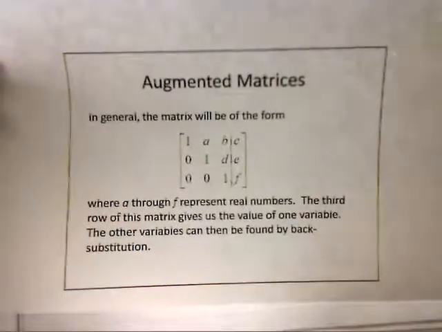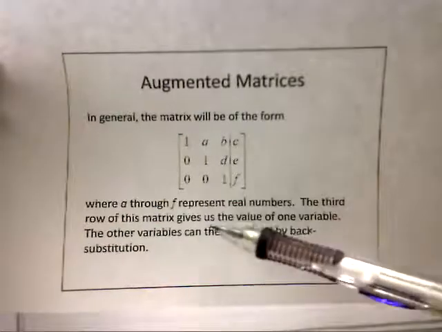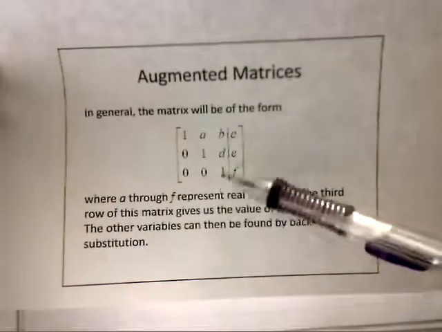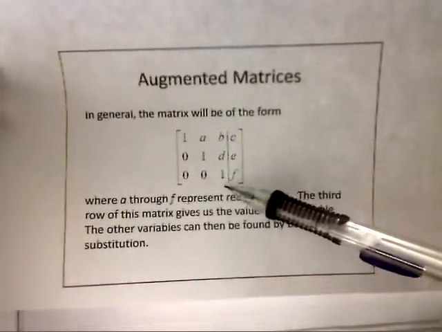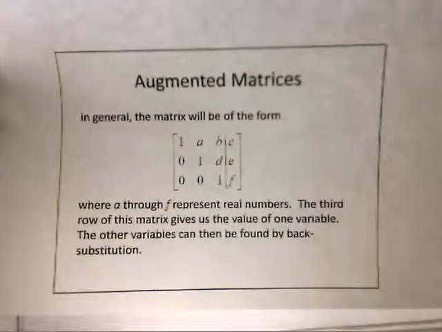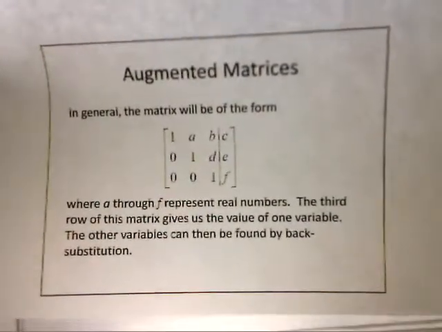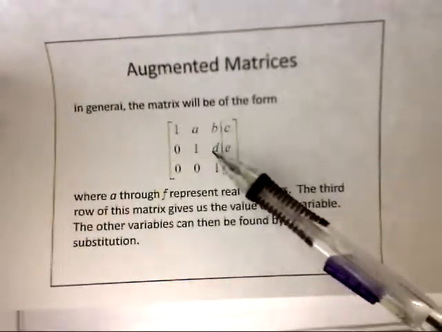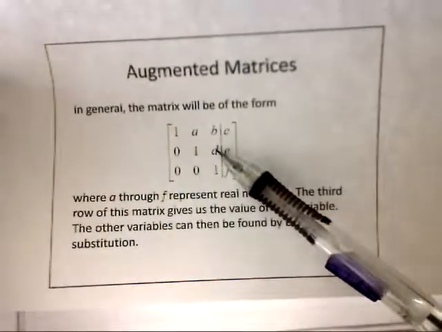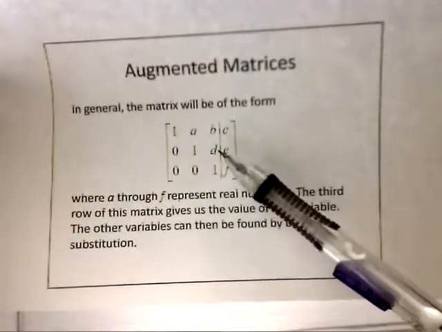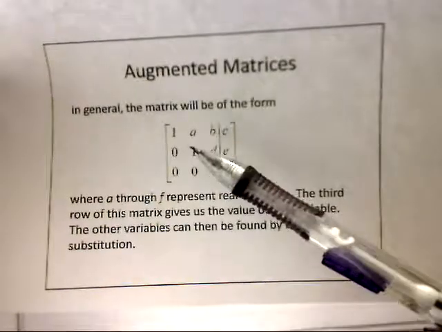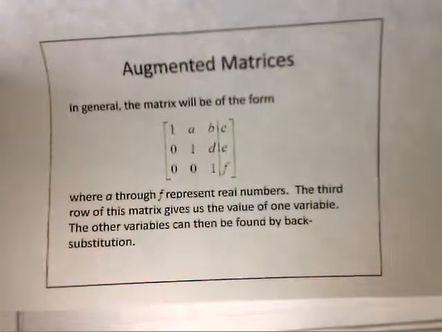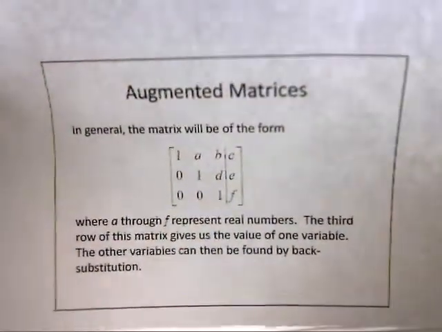Okay? Now, when we do this, the third row of this matrix will give us the value of one variable. Usually, it's going to give us the value of z. To find the values of x and y, we're going to use what they call back substitution. In other words, we know if z is equal to this constant, we can replace the z with that value in the second equation to find out what y is. Once we find out what y is, we'll substitute the value of y and z in the first equation to find out what x is. That's what we call back substitution.